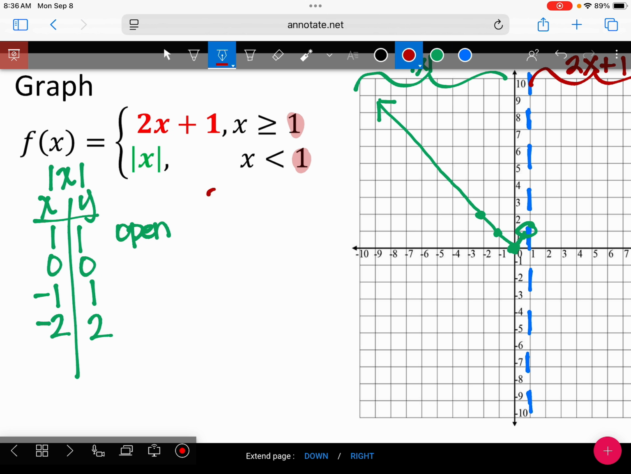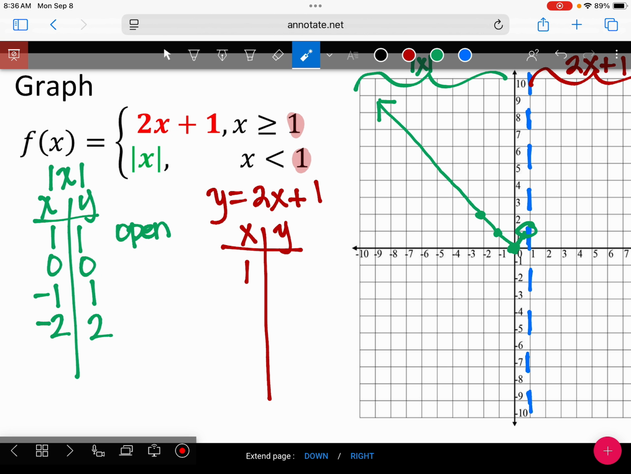Which is y equals 2x plus 1. We're going to still make a chart. We're still going to start at 1. Can I use the same numbers? Can I use 0, -1, and -2? No. And why not?